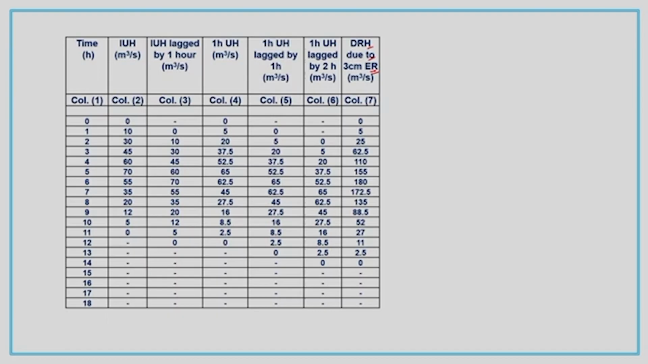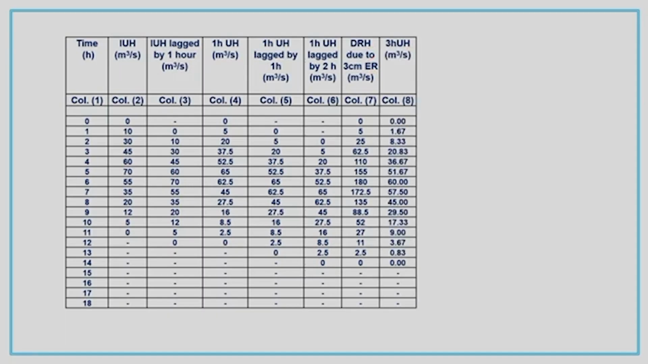Now, what we have to do? We have to find out the unit hydrograph having 3 hour duration. For that, we will be dividing the DRH ordinates by 3, because this DRH is produced due to 3 centimeters. So, we can get the 3 hour unit hydrograph by dividing column 7 by 3. Those ordinates are given over here. So, we got the ordinates corresponding to the 3 hour unit hydrograph.